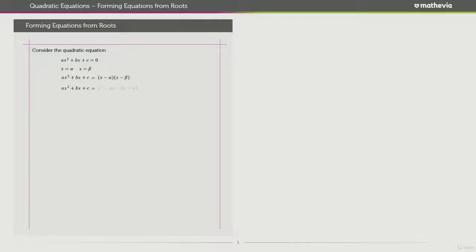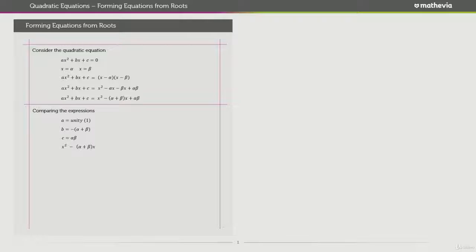Basically, if we expand that out, we have ax squared plus bx plus c equaling x squared minus alpha x minus beta x plus alpha beta. And then we work that out and we have ax squared plus bx plus c equals x squared minus (alpha plus beta)x plus alpha beta. Now from this information, if we compare the two expressions we have there, we have that a is unity, and b is minus (alpha plus beta). So we have plus bx equals minus (alpha plus beta)x, and we have c equals alpha beta.